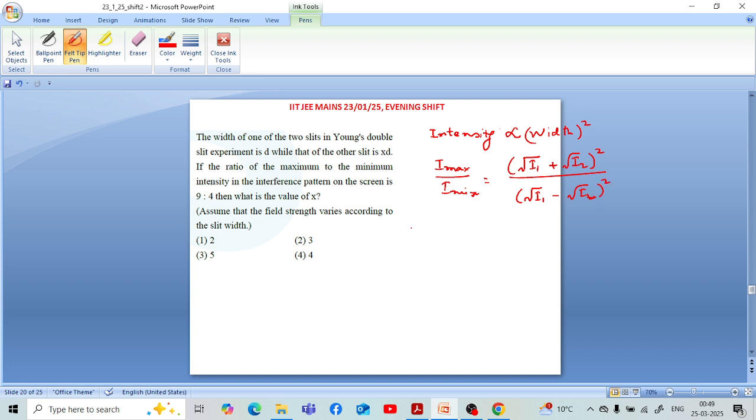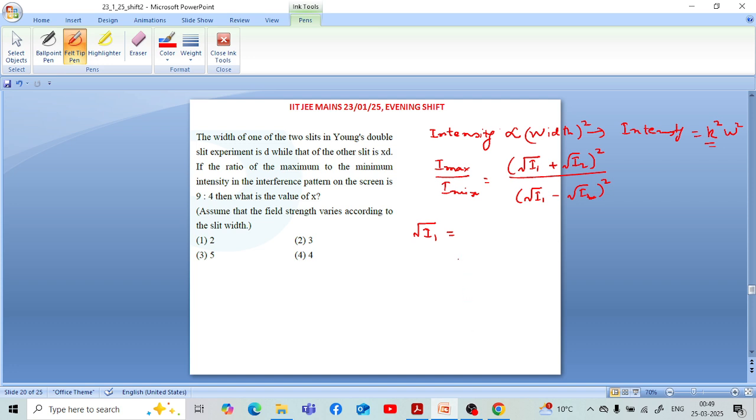Now, first of all, let us calculate these values, square root of I1 and square root of I2 respectively. According to the given condition that intensity is directly proportional to width square, we can write it in this form as intensity is equal to some constant multiplied by width square. Instead of constant, we can take this constant as k square for the simplicity of the problem. So, in this way, first we can calculate the value of square root I1.